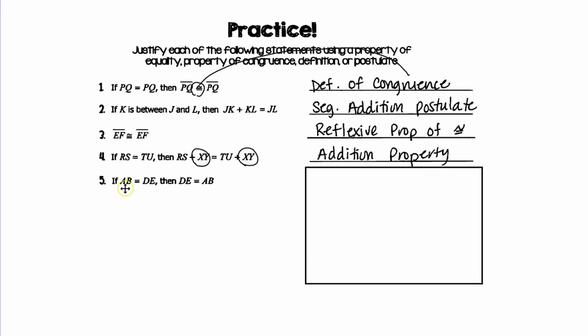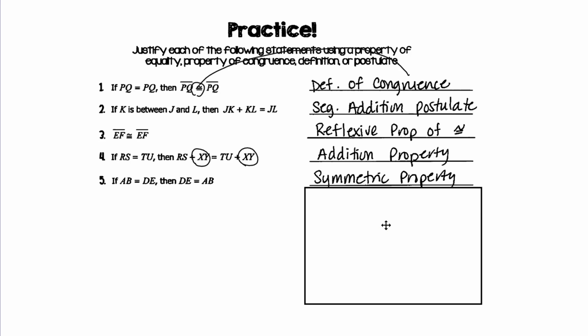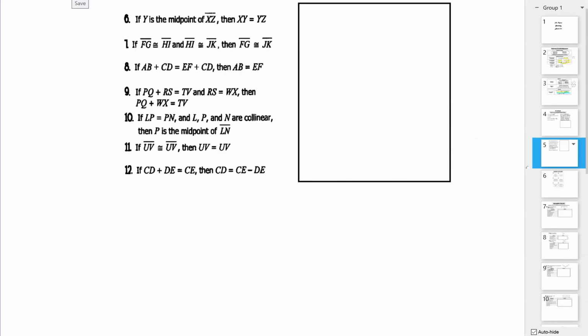And then finally, if AB equals DE, then DE equals AB. That's just flipped over, so it's just symmetrical. That's the symmetric property. All right, so on to number 6.